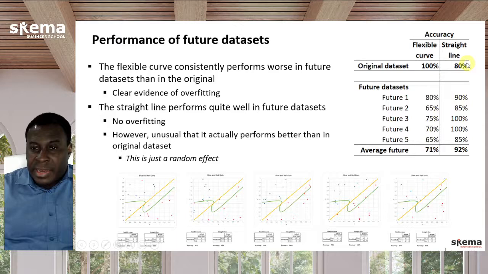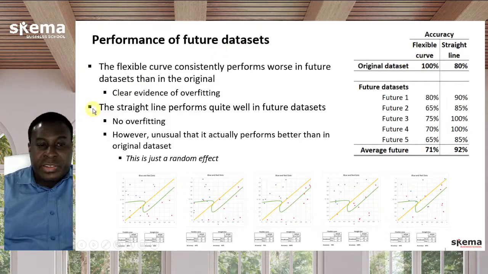The straight line, on the other hand, starting with 80% accuracy on the original data set, got 90%, 85, 100, 85% accuracy for an average of 92% accuracy on the future data. And again, this is on completely random data that was simulated. So we can see that the flexible curve consistently did significantly worse in future data than in the original data. This is clear evidence of overfitting, meaning that 100% that you saw, if that's all you looked at and thought that's a performance of flexible curve, well, it was overfit because it really was not that good.